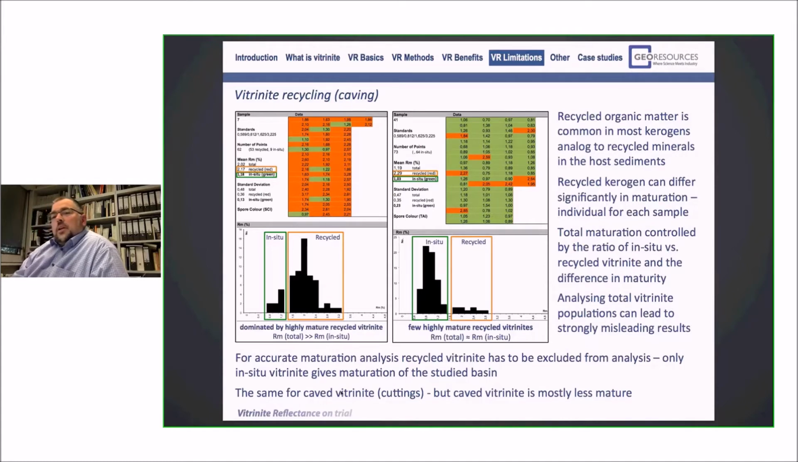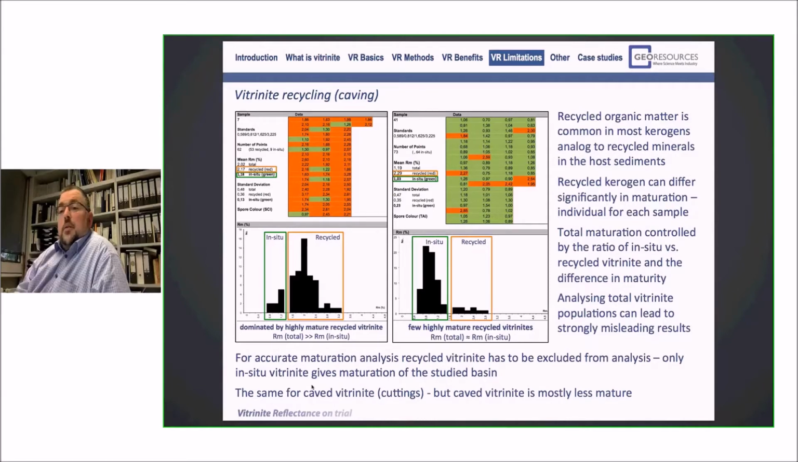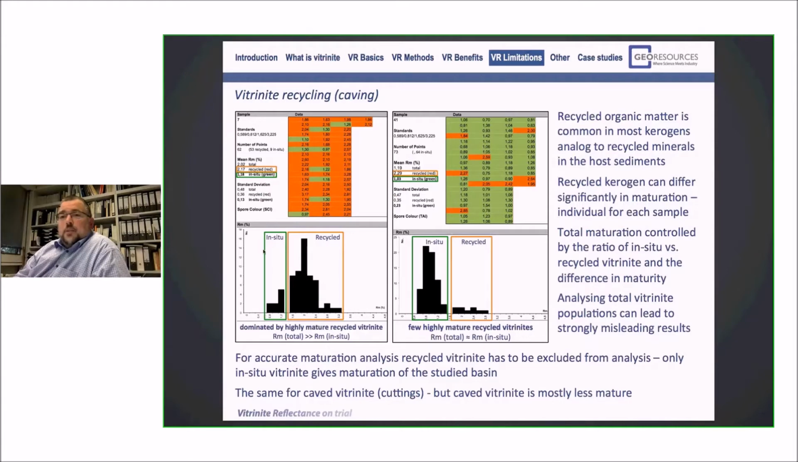The same is true for caved vitrinite. When we work with cuttings, we can have a certain impact of caved material and therefore also caved vitrinite. But then the caved vitrinite is mostly less mature. So we have the less mature caved population and the higher mature in situ population.